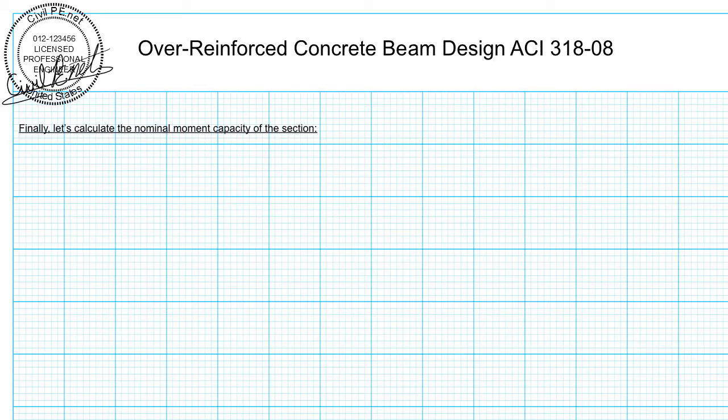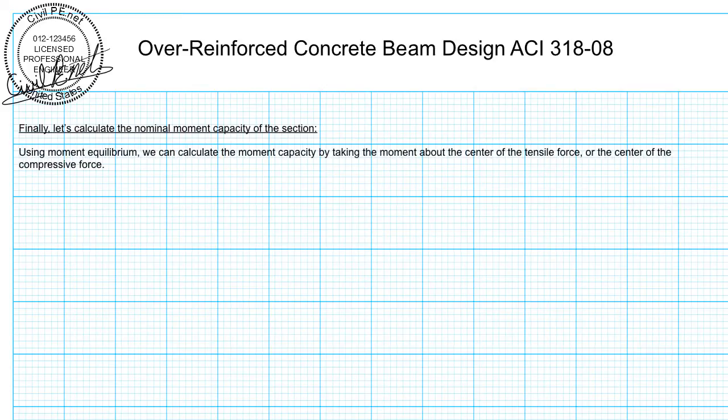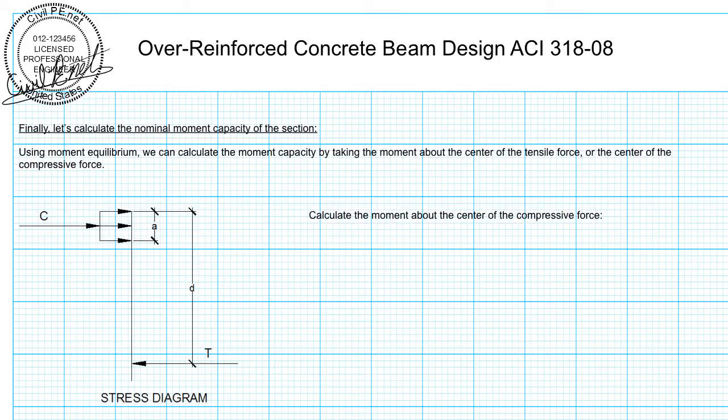So now let's finally calculate the nominal moment capacity of our section. So using moment equilibrium, we're going to calculate the moment capacity by taking the moments about the center of our tensile force or the center of our compressive force. Now I like to take it about the center of my compressive force most of the time if you have a rectangular beam like this, just because it's a much easier calculation. So we'll calculate about the center of our compressive force. So we know that phi Mn is going to equal phi times our tensile force times its moment arm, which is going to be d minus a over 2.